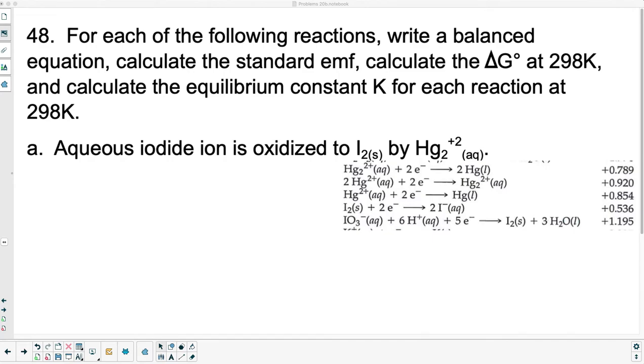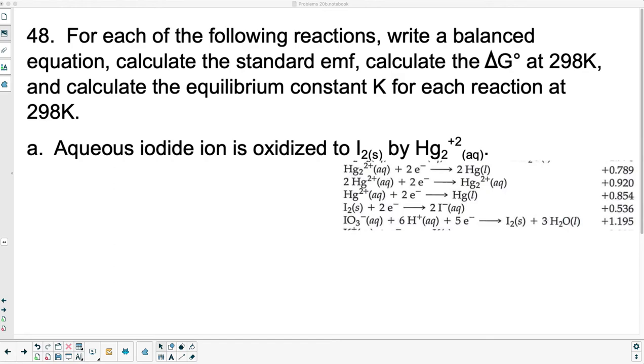For 48A, I'm going to do 48A, and I want you to do 48B exactly the same way I do 48A. So first of all, let's talk about what we have here. They gave us an equation. We're going to have to balance it and find the E cell for this, which is the first part.